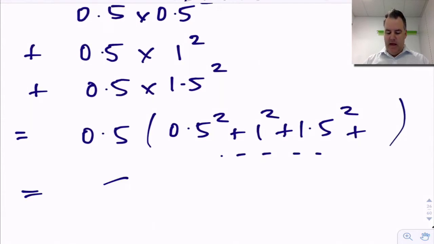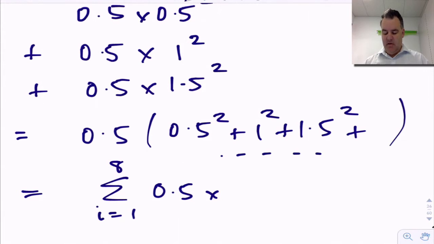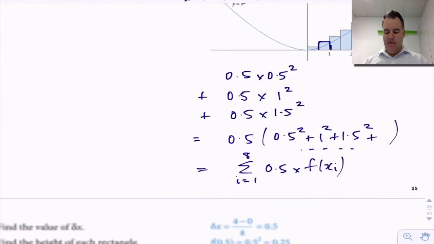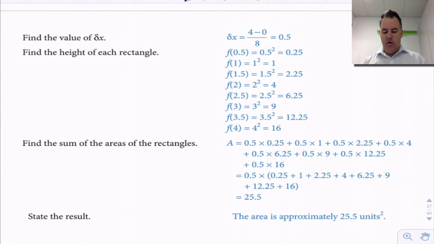But we're just adding up from 1 to 8, 0.5 times, in this case, i squared, or it's going to be f of x. So in this case, the f of x i is just squaring the value. You can see the working on the next page here, adding all those 8 up, and we get 25.5 for the approximate result.